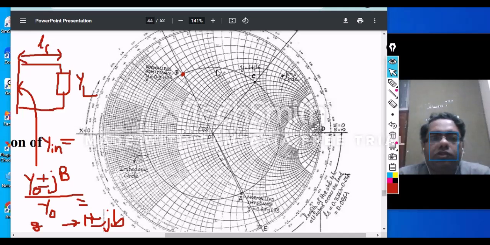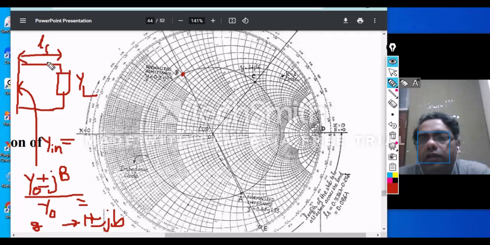Okay, so we saw in the previous class that we were able to locate this admittance point as 0.3 plus j0.6, and now we will consider this chart as an admittance chart and not an impedance chart, in which the constant R circles will be denoted as constant G circles and the constant X circles will be denoted as constant susceptance circles.